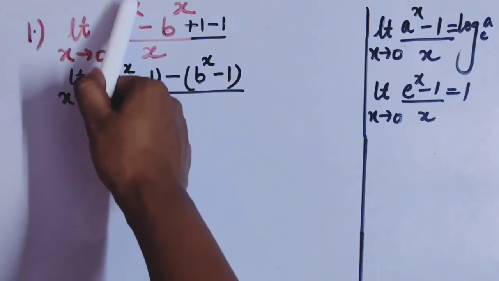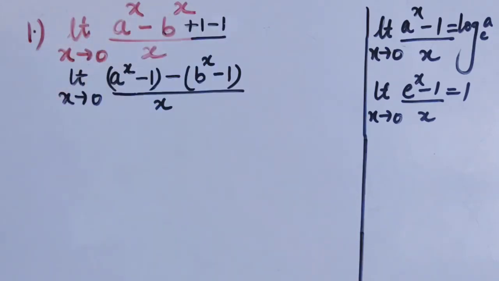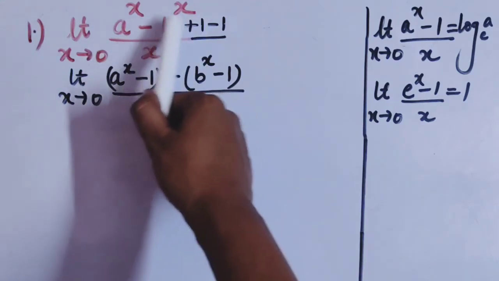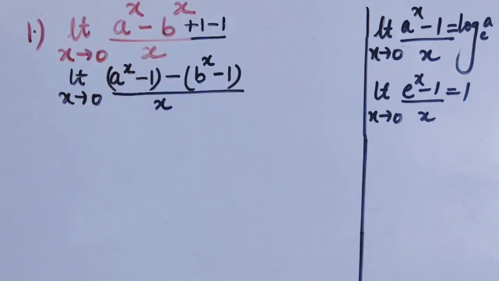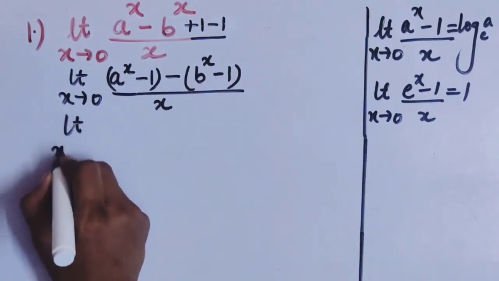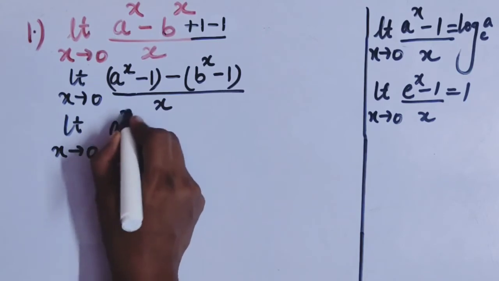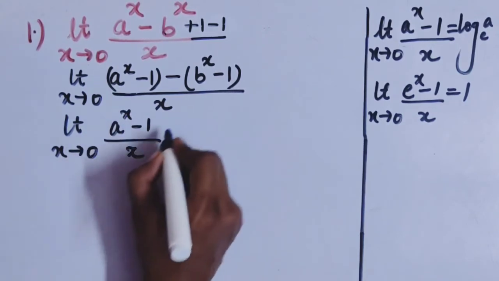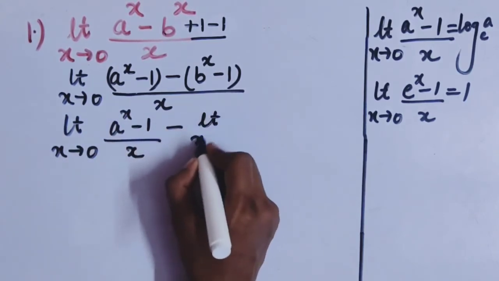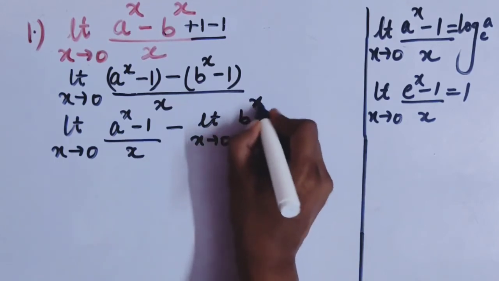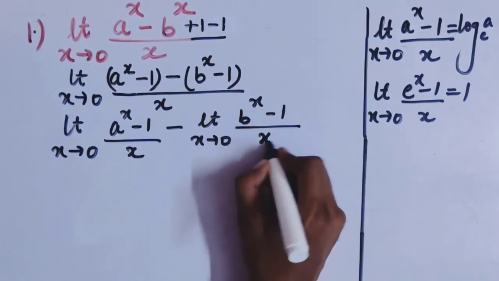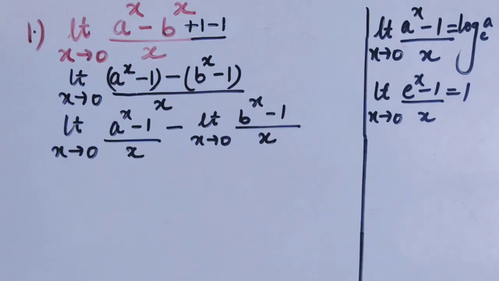I have taken a raised to the power x minus 1 and b raised to the power x minus 1 together, and from these two terms I have taken negative common. Now what is left inside? b raised to the power x minus 1, and in the denominator there is x. Now see students, can I write it? Limit x tends to 0, a raised to the power x minus 1 upon x minus limit x tends to 0, b raised to the power x minus 1 upon x. Can I write it? Yes, I can write it.